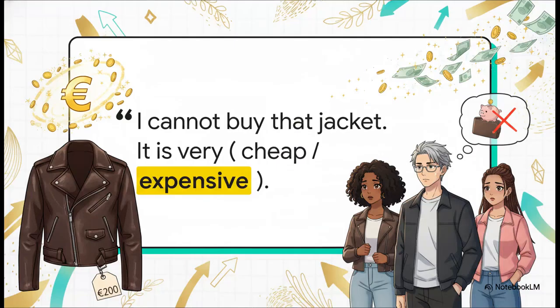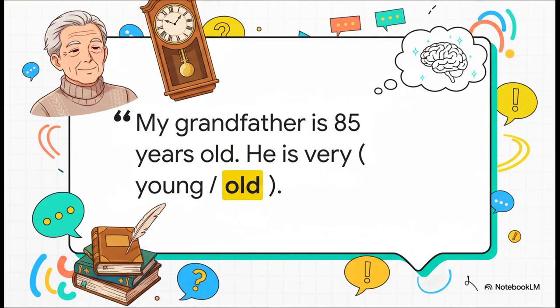How'd you do? All right, challenge number 2. You just have to pick the right word. I cannot buy that jacket. It costs 200 euros, so it is very... Yep, the answer has to be expensive. Okay, next one. My grandfather is 85 years old. He is very... Of course, he is very old.